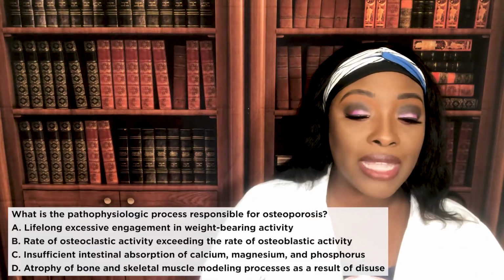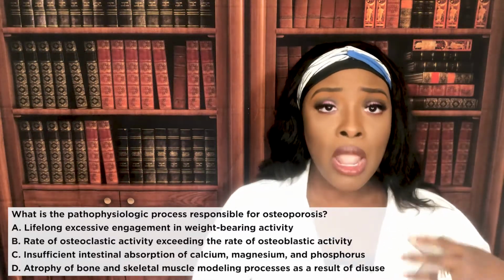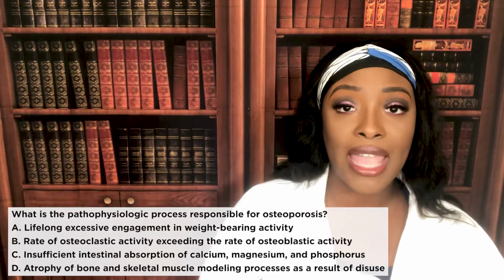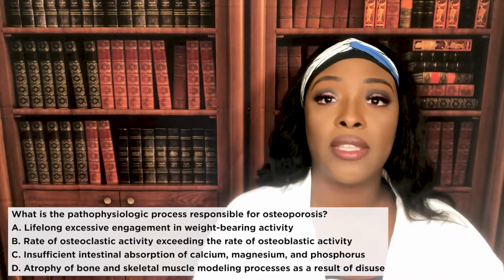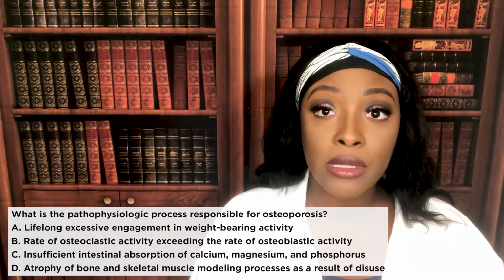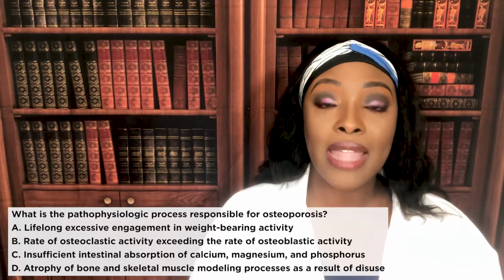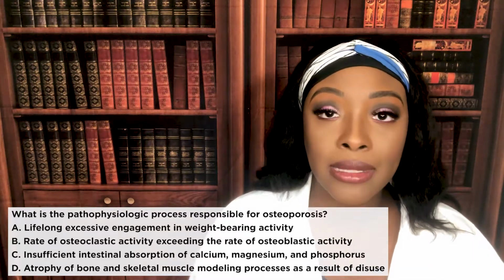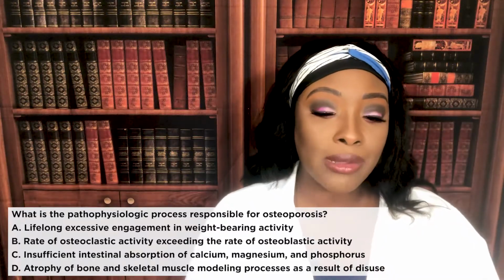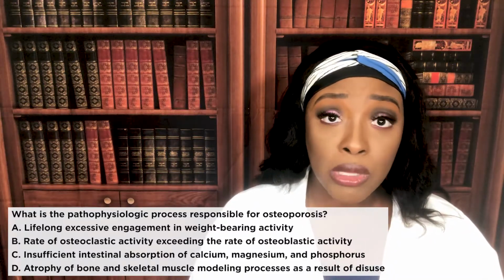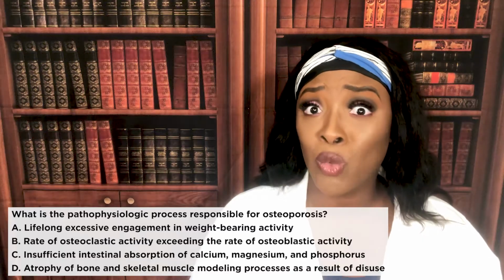Okay, guys, so the correct answer is B. Osteoclastic activity happens more than osteoblastic activity. So osteoclastic is to break down, right? And osteoblastic is to build up. So that's what's happening in osteoporosis. So B is the correct answer. Now let's talk about the wrong choices.